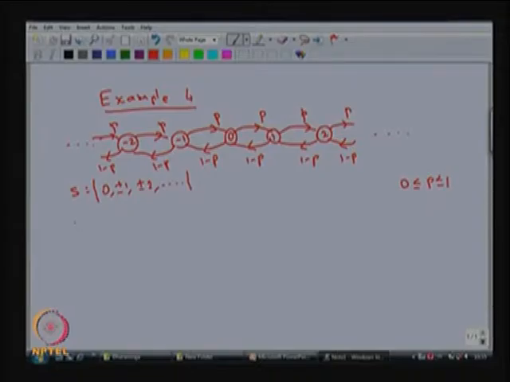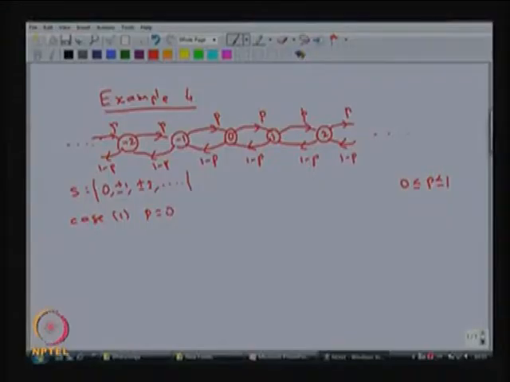Now, let me go for case 1, in which p is going to be 0. Suppose p takes the value 0, how do we classify the states in this time homogeneous discrete time Markov chain? When p is equal to 0, there is no forward arc. That implies the system always goes one state less with the probability 1. Therefore, you should be able to visualize the state transition diagram corresponding to p equal to 0. There are no forward arrows.